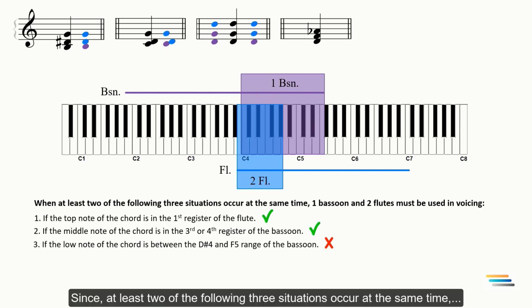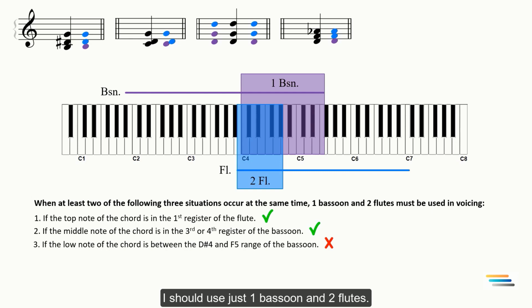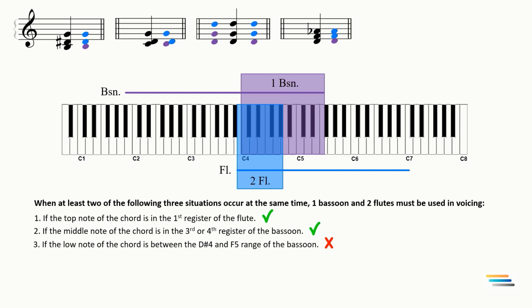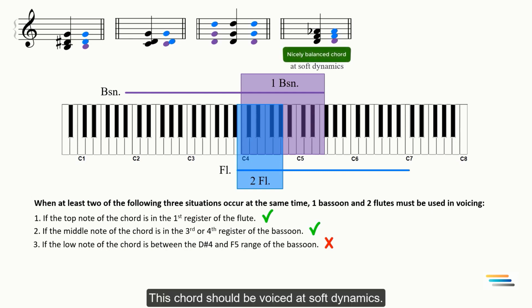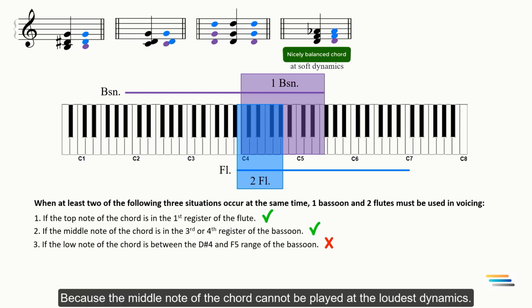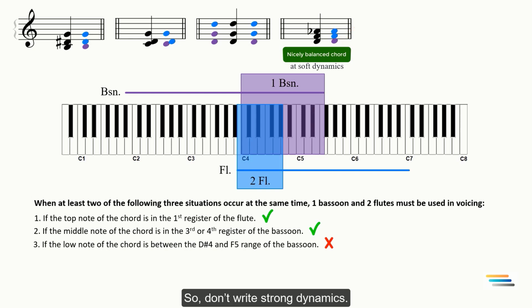Since at least two of the following three situations occur at the same time, I should use just one bassoon and two flutes. This chord should be voiced at soft dynamics, because the middle note of the chord cannot be played at loudest dynamics. So, don't write strong dynamics.